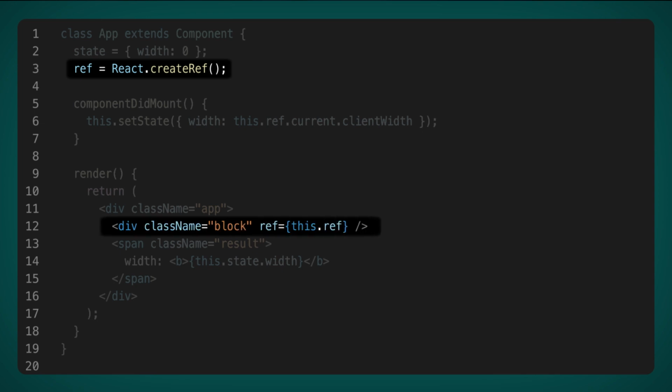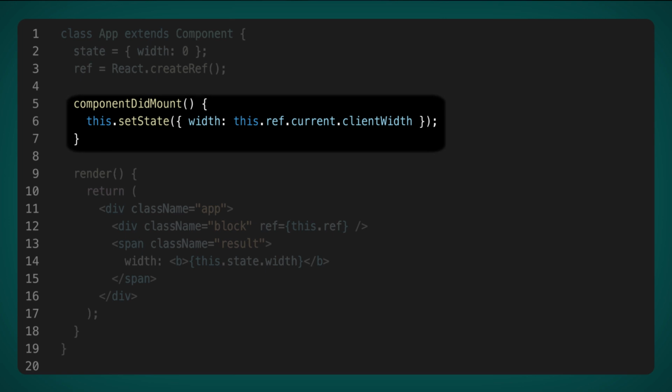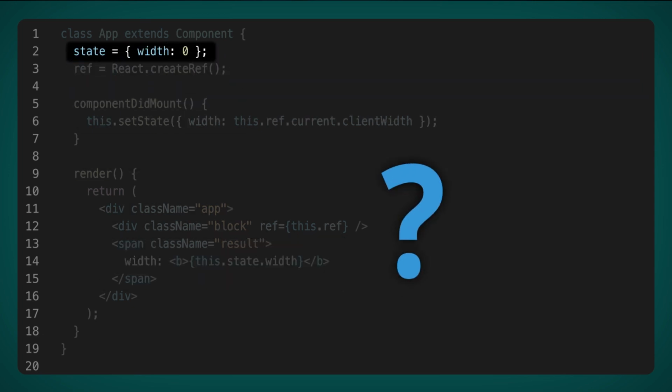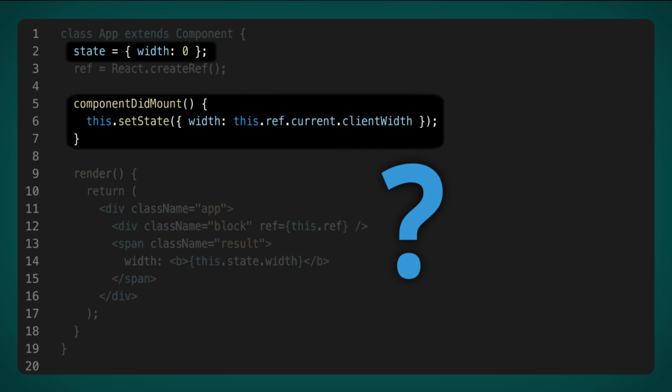Then, after rendering, we need to get the width and update the component state. For this, we use componentDidMount, where we retrieve the necessary value using the ref. And then we simply display this value on the screen. Now, dear experts, the question for you. As you can see, the initial width value is 0, and componentDidMount is only called after the render, which assigns a new value to the state. What will the user see in the browser?